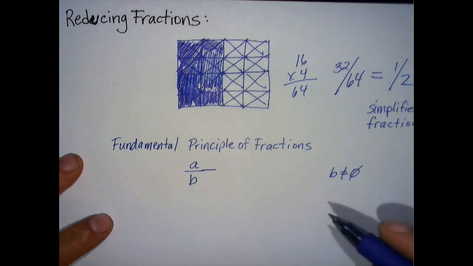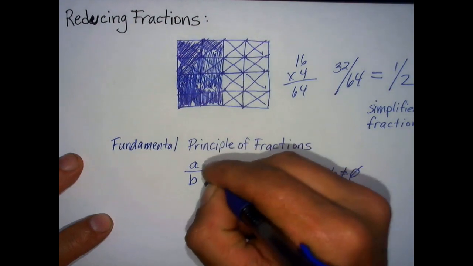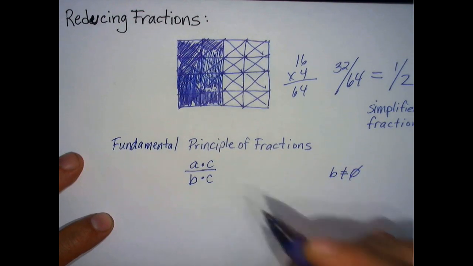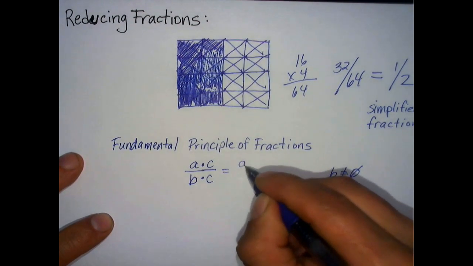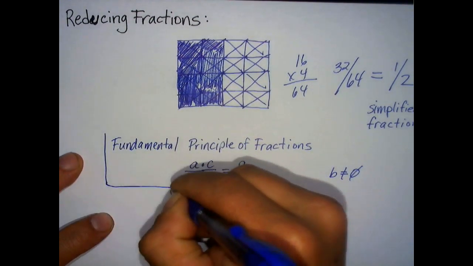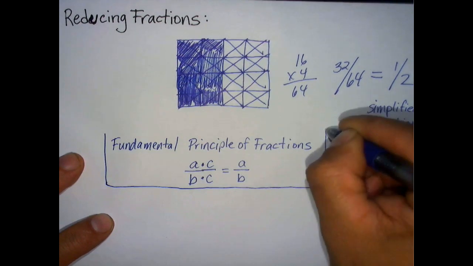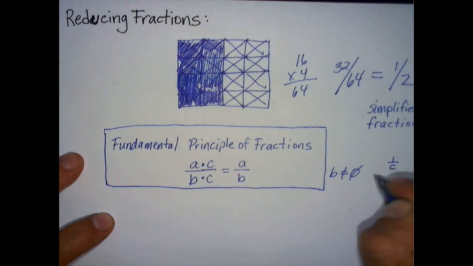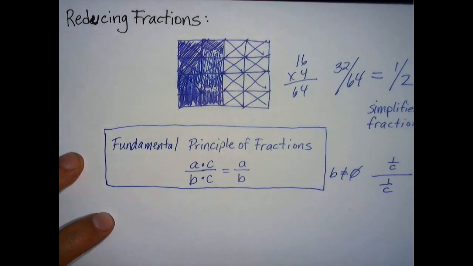So the fundamental principle of fractions is if I multiply the numerator by a number C and the denominator by a number C, I end up with the same fraction. And also notice that 1 over C and 1 over C, like this, means if you divide the numerator by C and divide the denominator by C, you would still get the same fraction. 1 over C is just another number.